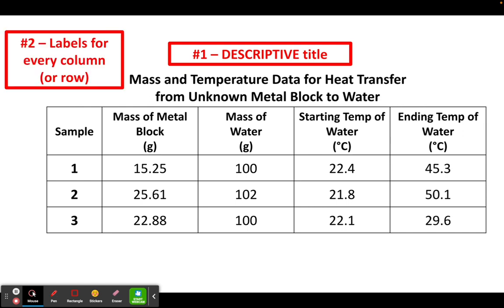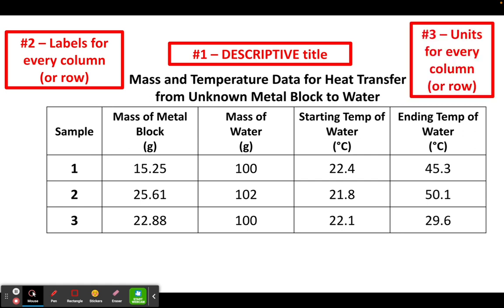Okay. And so notice that there are labels in every column. Again, labels are important. So columns and rows are labeled, right? Notice column number one is the sample number. Column number two is the mass of the metal block. Column number three is the mass of the water, and so on. And the rows are also labeled. A lot of times you'll have different trials of your experiment or samples, and you'll call it sample or trial number one, trial number two, trial number three. That is very common. So that's the second thing to note.